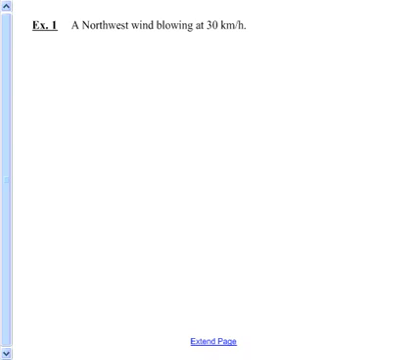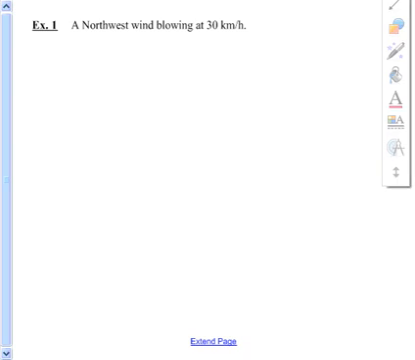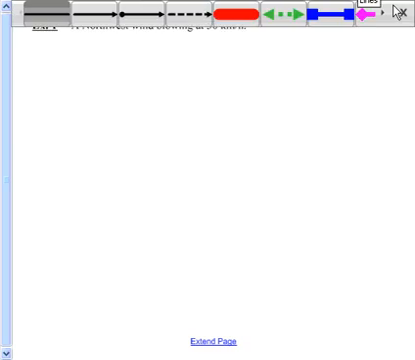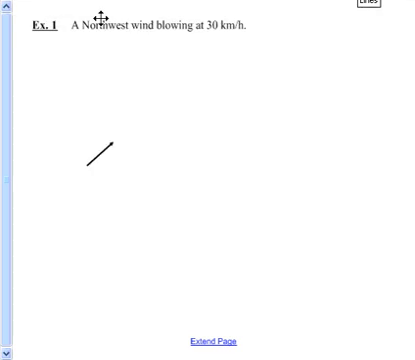We're going to be doing 5 examples together today. Example number 1. You have a northwest wind blowing at 30 kilometers per hour. Let's draw a diagram as best as we can. So I need to have a vector that has magnitude and direction. So I want it to have a tail and a head, and I want it to go there.